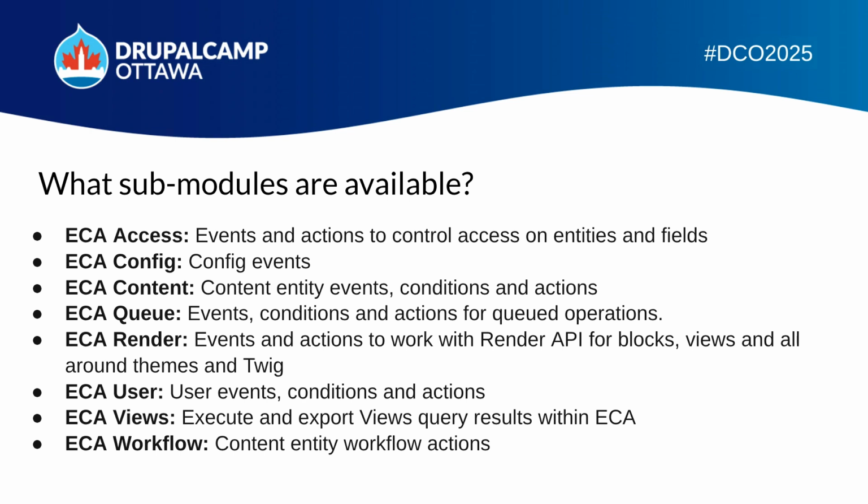Just some quick examples of what I'm talking about here. When you're enabling Drupal ECA, you can enable the ECA access module that gives you access to all of the actions and events that have to deal with controlling access to entities or access to fields. The ECA config can look at all of the events that are happening when you're deleting config, changing config, or updating config. Same with content and queues and everything else here for rendering.